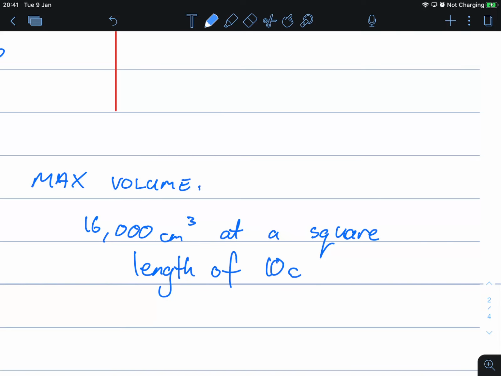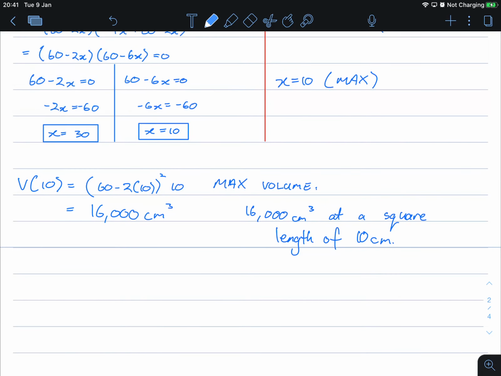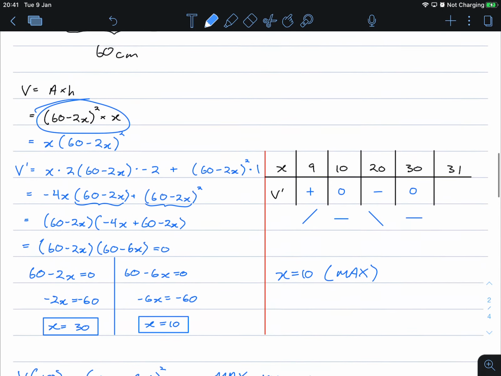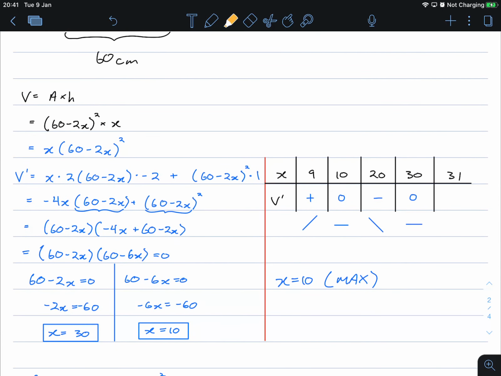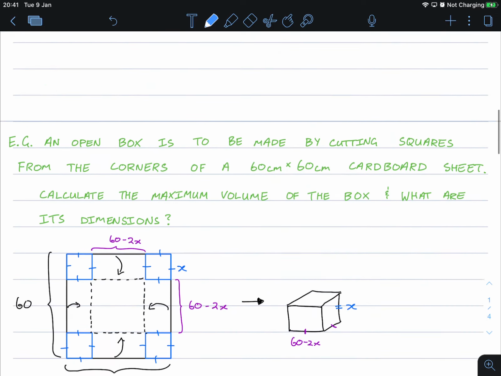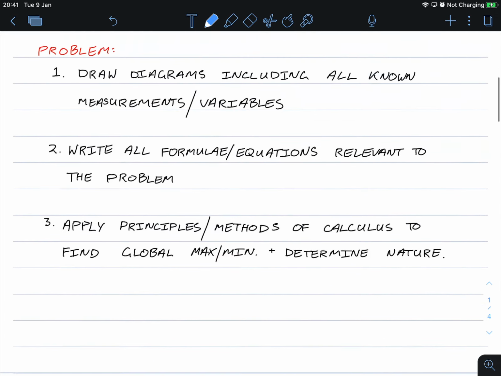of 10 centimeters. So I hope that gave you an insight into the optimization of problems using calculus. Hope to see you in the next 2 examples. Best of luck.